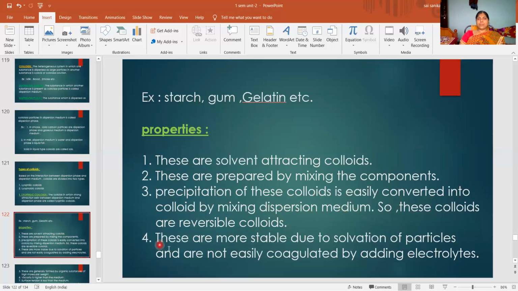Okay. Then fourth point, these are more stable due to solvation of particles. So these are very stable and are not easily coagulated by adding electrolytes. By adding some electrolytes, coagulation generally takes place, but they are not coagulated easily. Solvation means water molecules are adsorbed there. So they are not coagulated by adding electrolytes.